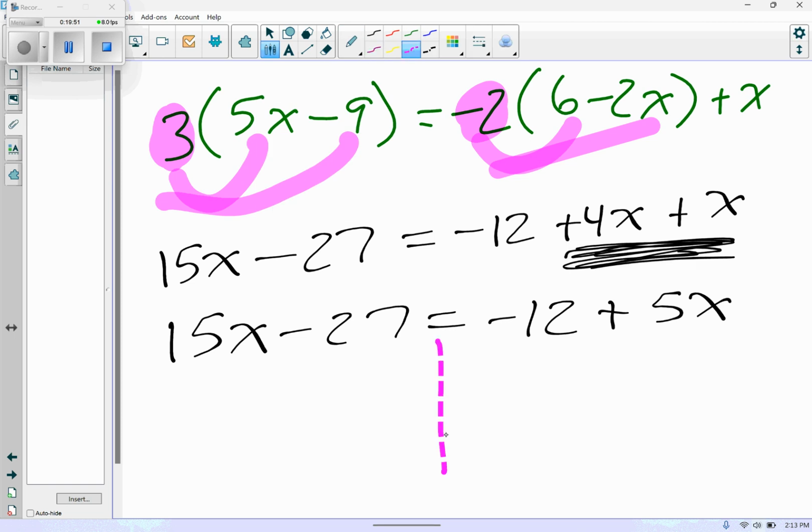So now we have to make a choice. And it doesn't really matter where you start this one, but I have to somehow maybe move the x over. So what do you think? Yeah, let's subtract the 5x. We can do that. We could have subtracted 15x, but this is where we chose to start.